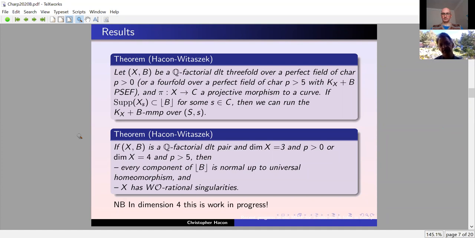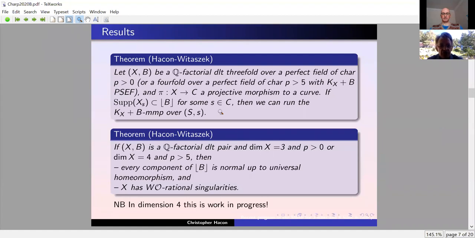The central fiber, I'm assuming that the reduced central fiber, so the central fiber may have different multiplicities. It may be reducible with different multiplicities, but if I look at the reduced central fiber, I'm assuming that its support is contained in the round down of B. So it's contained in the components of the boundary with coefficient one. This is telling me that the reduced central fiber is not necessarily simple normal crossings, but it's close to being a simple normal crossing fiber. Under these assumptions, I can run the minimal model program over, and I say over S, but that's a typo, it's over the curve, obviously, in a neighborhood of the point. Again, this is useful if you want to study families of surfaces or threefolds, and understand their moduli spaces.